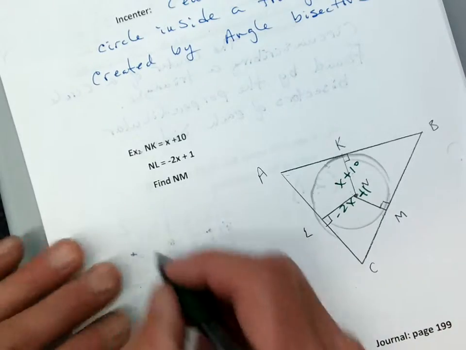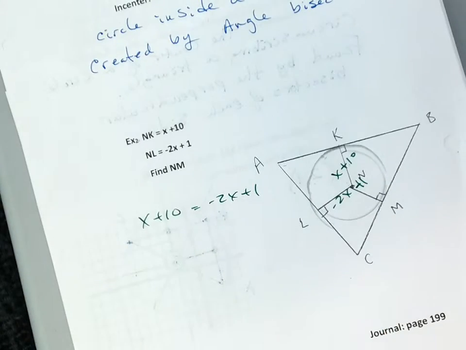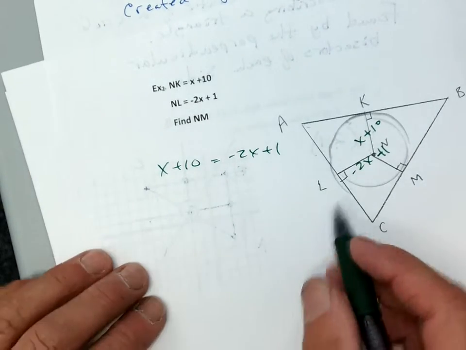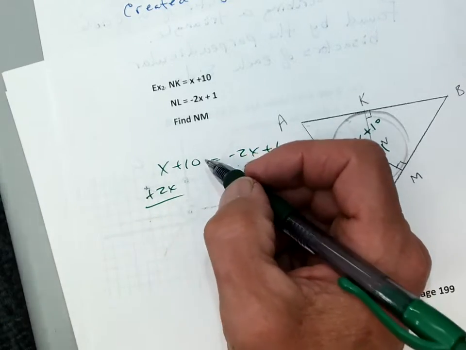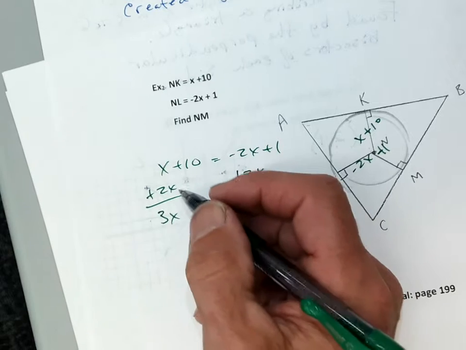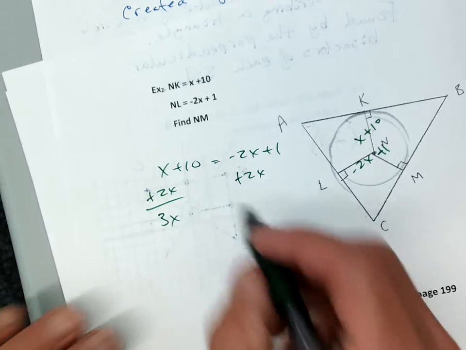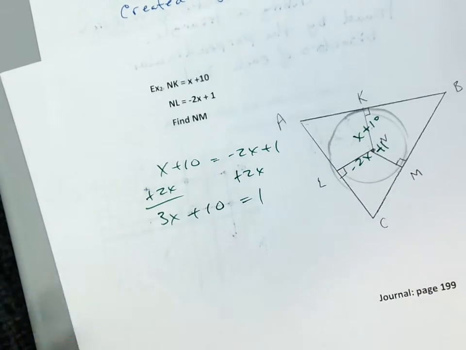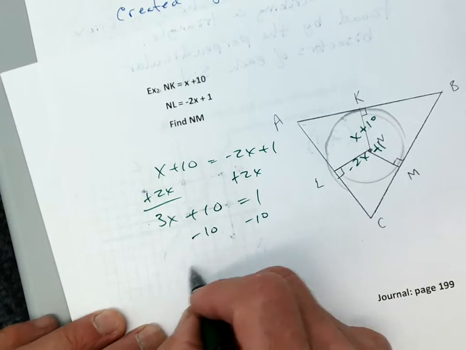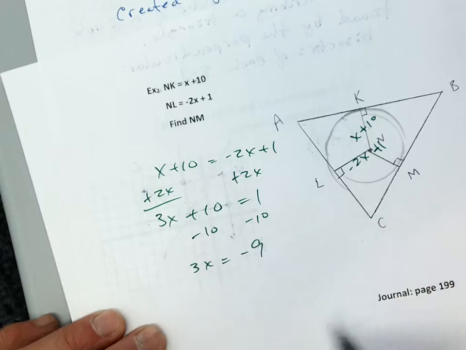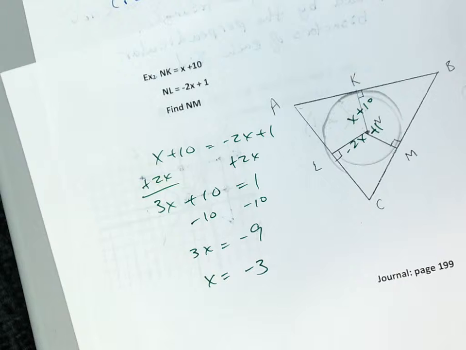So let's do it. Let's say x plus 10 is equal to negative 2x plus 1, right? I'll bring the 2x first, though. But that wouldn't be wrong. I don't know which order it should be in. Here, I'm going to always get rid of the smallest x first. Minus 10, minus 10. 3x equals negative 9. Divide by 3. X equals negative 3. But that is not the answer, is it?